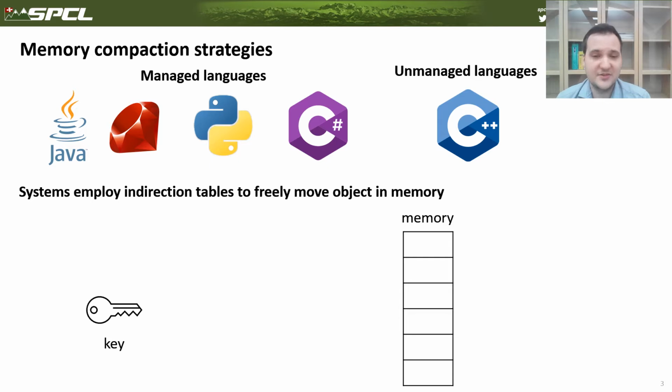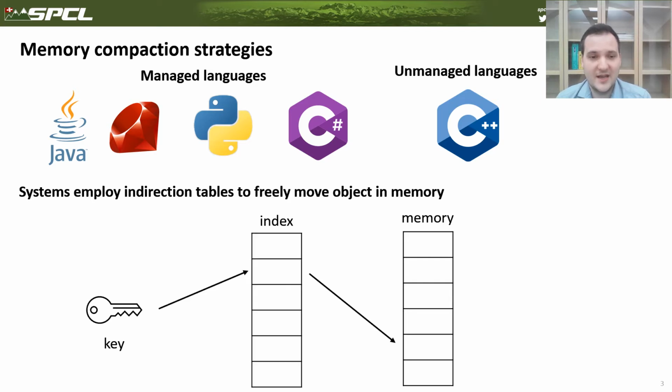The key idea of indirection tables is that the clients don't have direct access to the memory, and they hold a so-called key for accessing the object. To get access to the objects, they first look up the object's location in the index, and then they find the actual memory address of the object. As systems use these indirection tables, they could freely move objects in memory. They could just move objects to a different address in the memory and fix the pointer in the index, which doesn't affect clients which store the key.